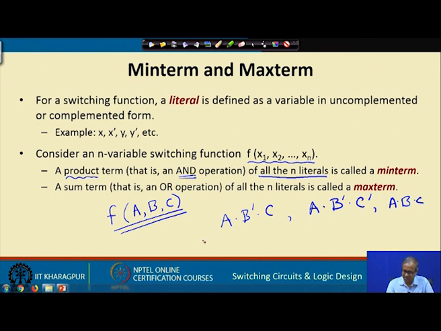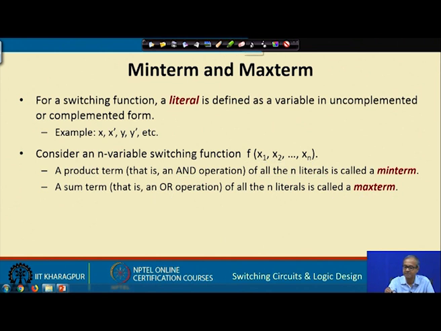Again, for this 3 variable function, if I write a sum term, let us say a plus b plus c bar, this is a max term. Then similarly, a bar plus b bar plus c, this is also a max term. These are the basic definitions.